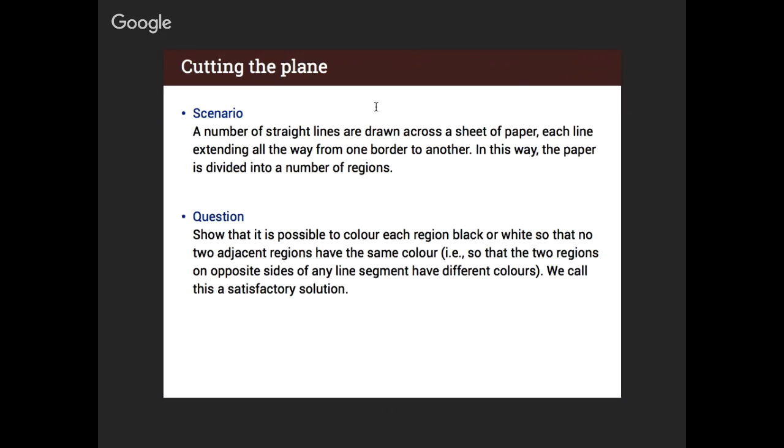Here's our problem. A number of straight lines are drawn on a piece of paper. So they're straight: you go from one side to the other side. The paper is now divided into little regions. And the question is, is it possible to color the regions black and white so that no bordering regions are the same color? So we don't want black on black or white on white.